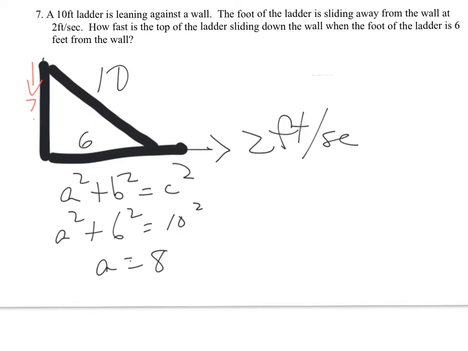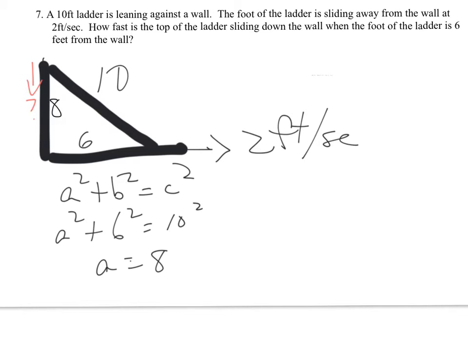Okay, for number 7, it says a 10-foot ladder. So we have our 10-foot ladder leaning against the wall. The foot of the ladder is sliding away from the wall at a rate of 2 feet per second. So that will be this side that will be moving away. They want to know how fast the top of the ladder is coming down when the ladder is 6 feet from the wall. Well, if the ladder is 6 feet from the wall, then we know that the height of the ladder at the instant that we're looking at is 8.